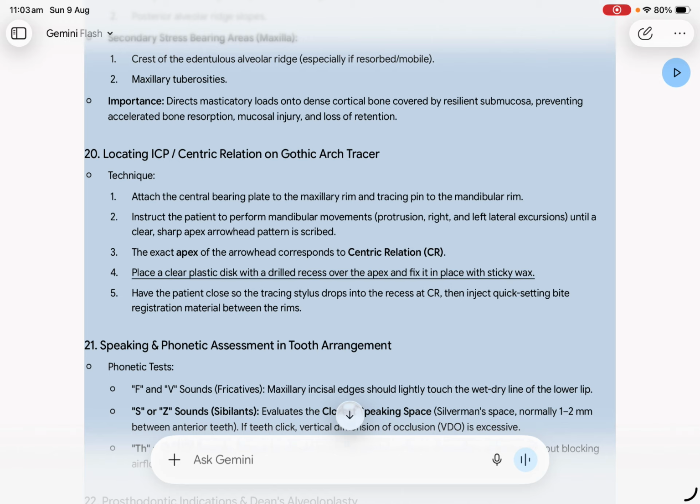4. Place a clear plastic disc with a drilled recess over the apex and fix it in place with sticky wax. 5. Have the patient close so the tracing stylus drops into the recess at CR. Then inject quick-setting bite registration material between the rims.